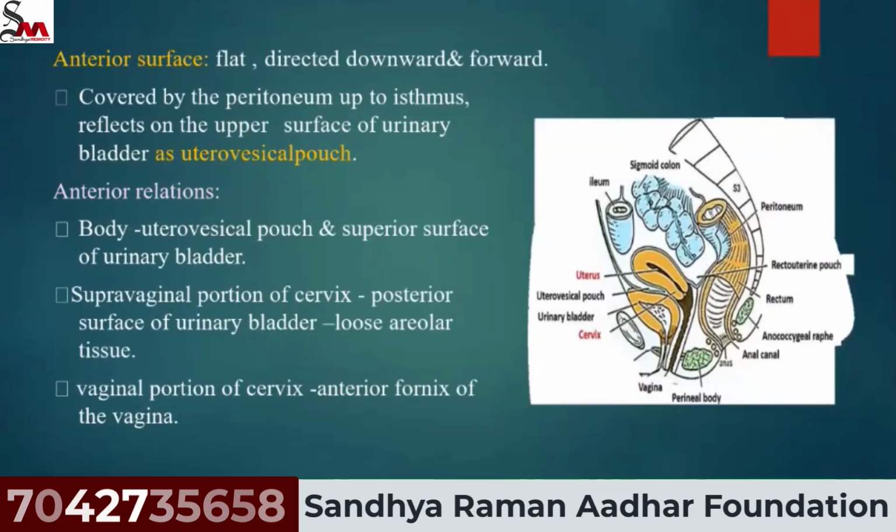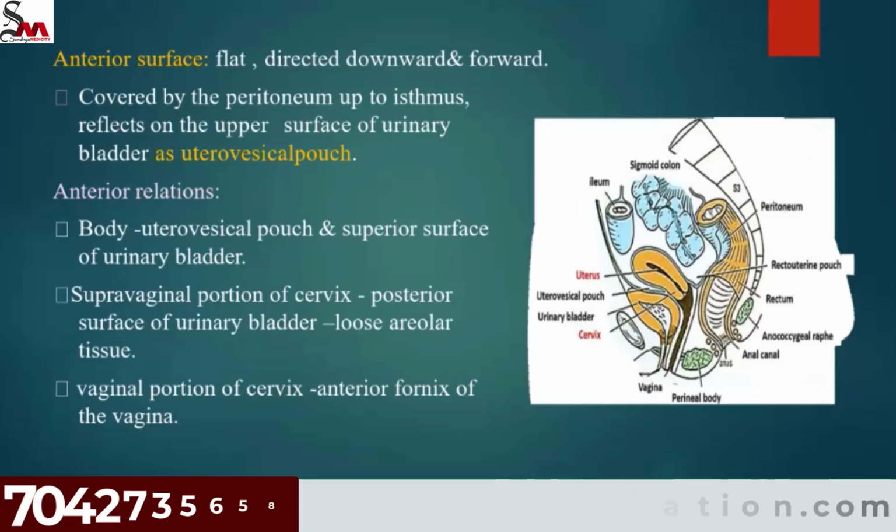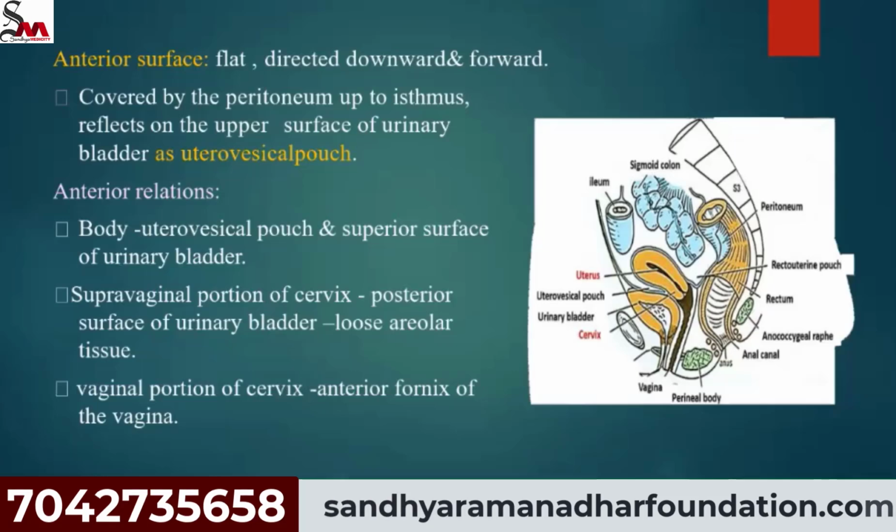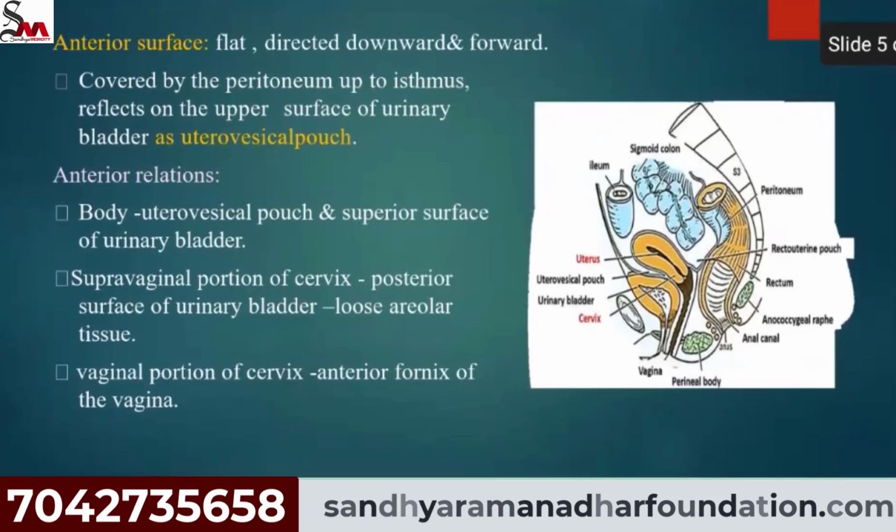About the anterior relations, at the site of the body are the uterovesical pouch and the superior surface of the urinary bladder. At the supravaginal portion of the cervix are the surface of the urinary bladder and loose areolar tissue, and at the vaginal portion of the cervix is the anterior fornix of the vagina. As you can see here in the picture.